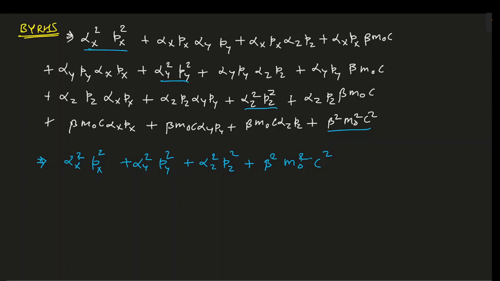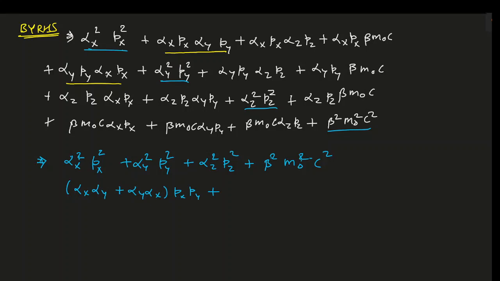Now this term has p x comma p y, the second term has p x comma p y. Does any other term have p x comma p y? Obviously when you multiply the second term with the first you will have that. So you have p x comma p y in here too. Okay, so let me take p x comma p y common from these two terms. So when you take p x comma p y common, you will be left with alpha x alpha y plus alpha y alpha x, times p x p y.